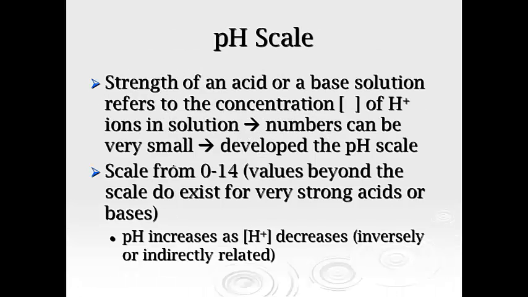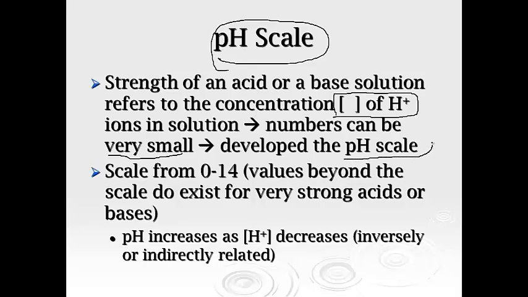Okay, the pH scale is the strength of an acid or base solution, and what it refers to is the concentration, which is defined by these brackets, of hydrogen ion. Numbers of hydrogen ion concentration can be very small, so we developed the pH scale using a log scale, and we'll talk about the math here in just a little bit. It's a scale from 0 to 14. Values beyond the scale do exist for very strong acids or for very strong bases. We won't work with them very often, but you can have negative values and you can have greater than 14 for those very strong situations.